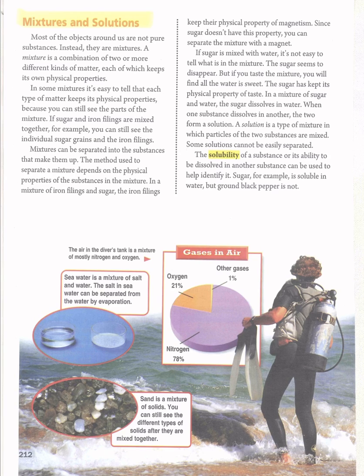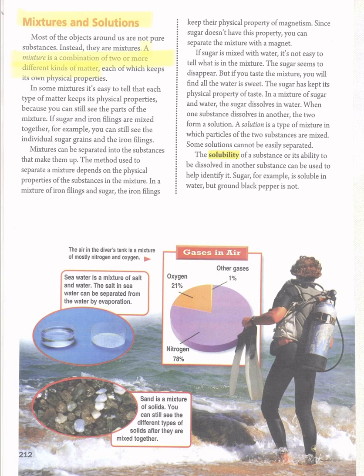Instead of not pure substance, we can use the term mixture. Okay, a mixture is what? A mixture is a combination of two or more different kinds of matter. It means it's a mixing of two or more different kinds of matter. It makes a mixture.